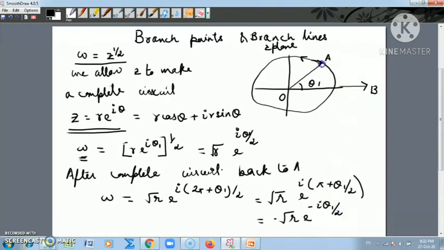So you see, this is θ1 by 2 here. It completes a revolution like this, but it's not again the same. It now becomes minus root r because of this. As you know, in the exponential, when it is pi plus this angle, a minus sign comes over here. Thus we have not achieved the same value of w as we come back here.